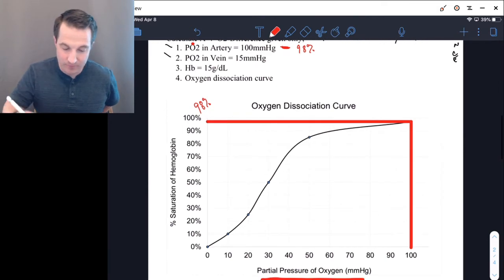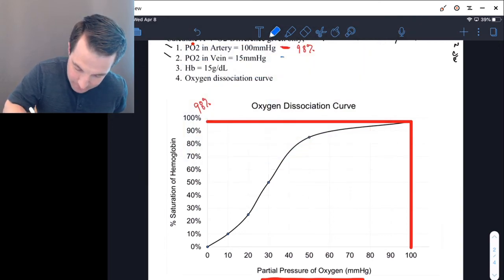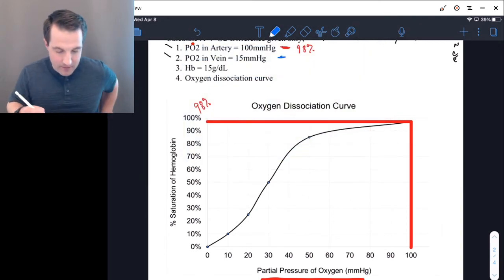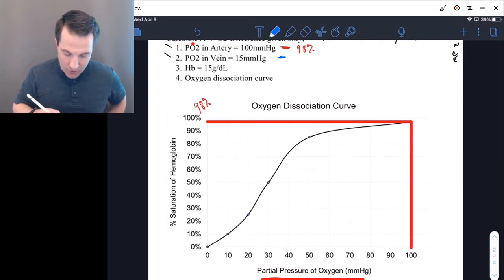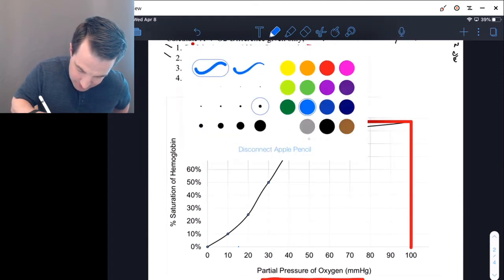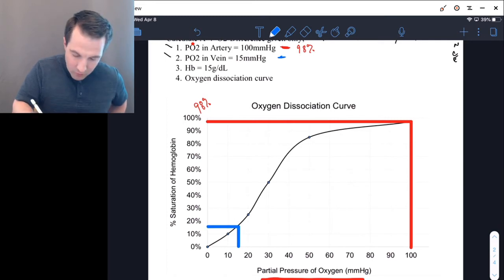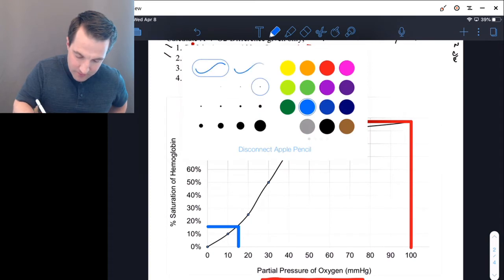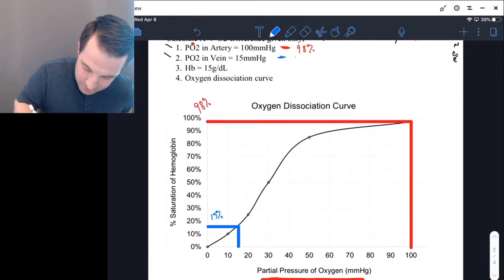Let's move on to number two. We'll use some blue for this guy. Okay, pressure in the vein is 15 millimeters of mercury. Whoa, we are way down here. Let's make this bigger once again, just so you can see it. We'll draw our vertical. We'll draw our horizontal. What this tells us right here, we have about 15% saturation.